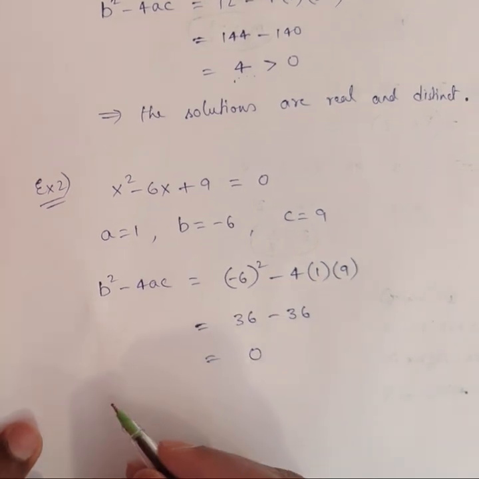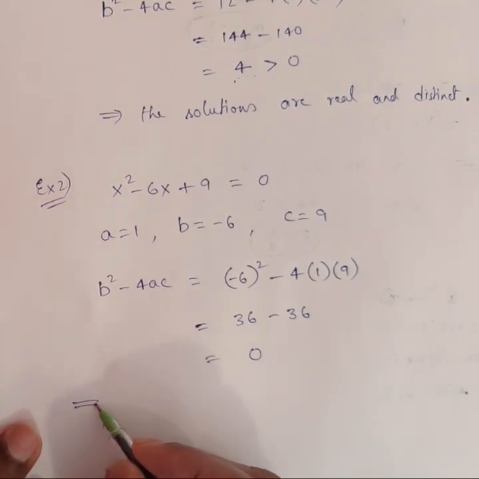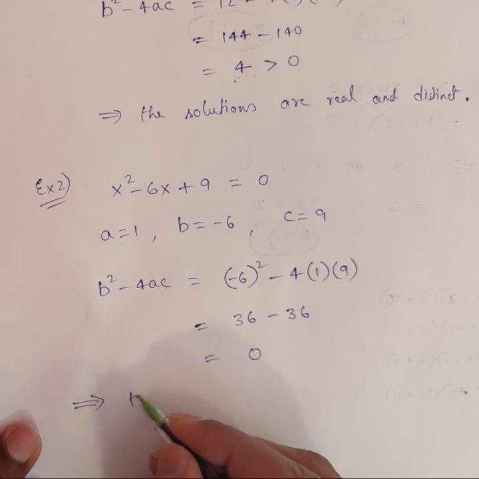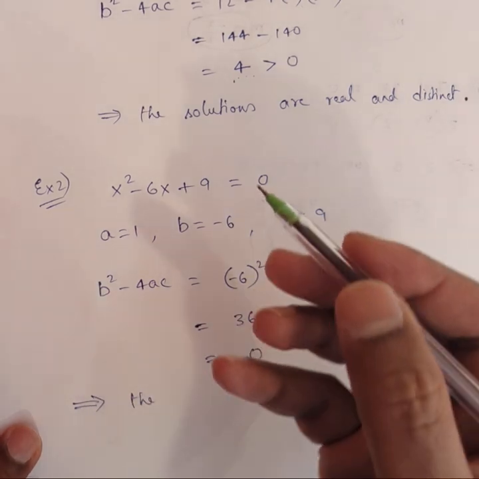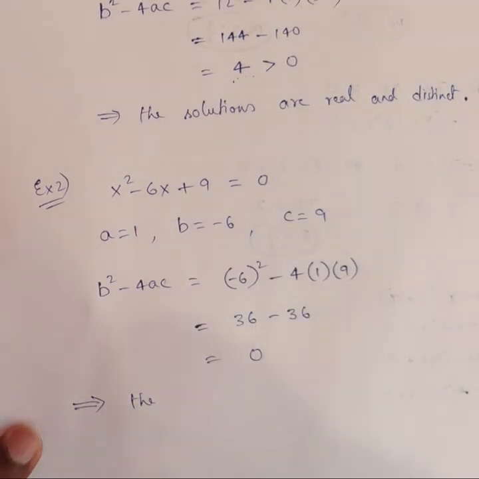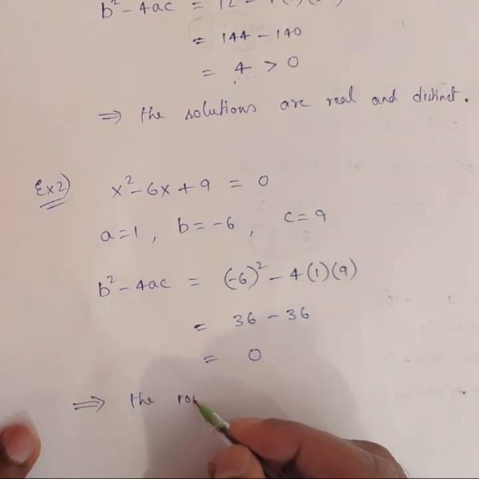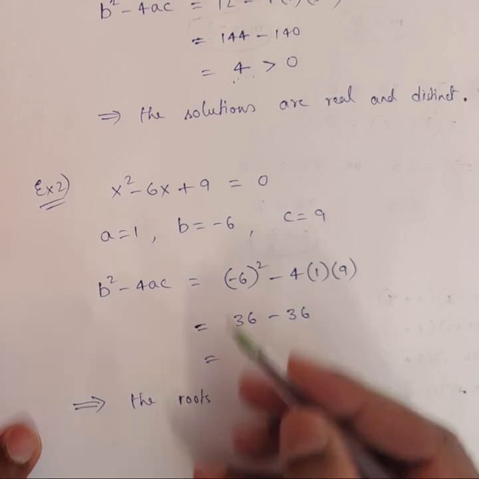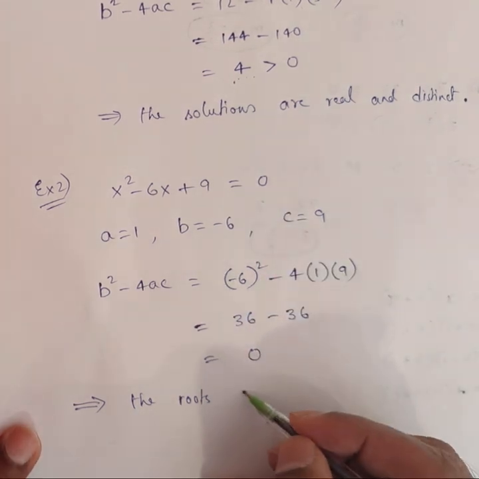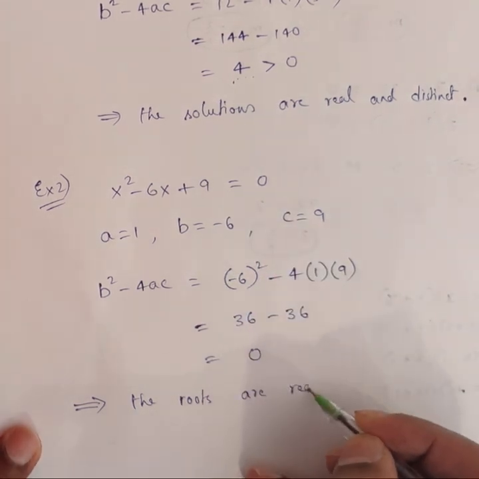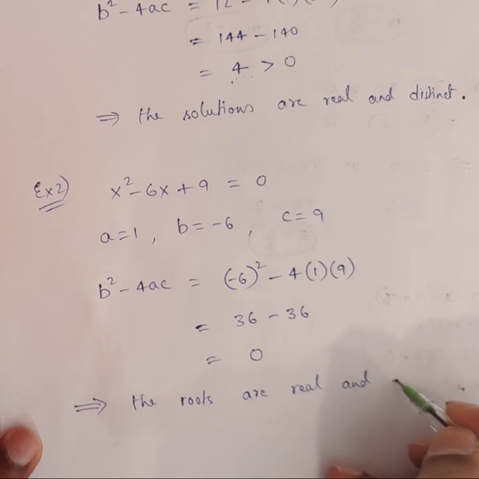So if the discriminant is 0, that means the roots, or sometimes I use the word root. Root is the same as solution, so they are interchangeable. So this time I'm writing roots are real and equal.